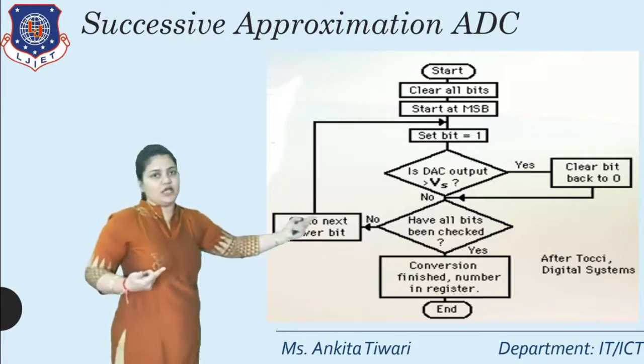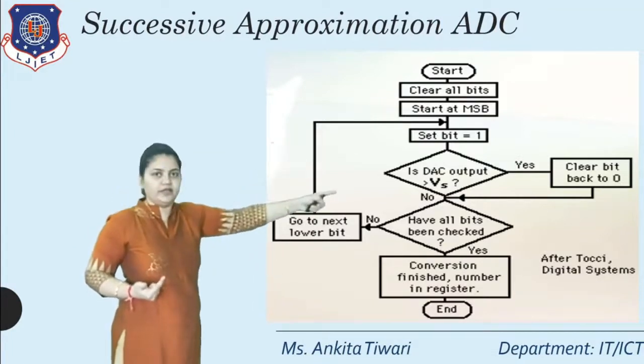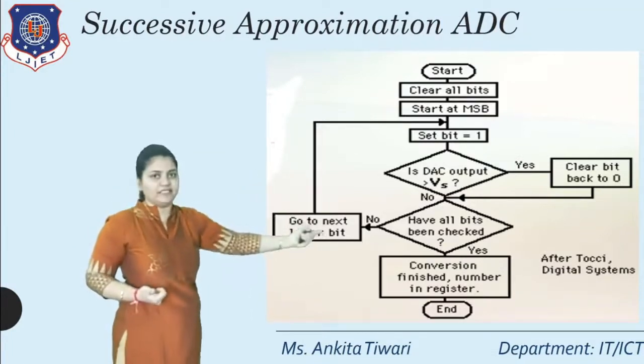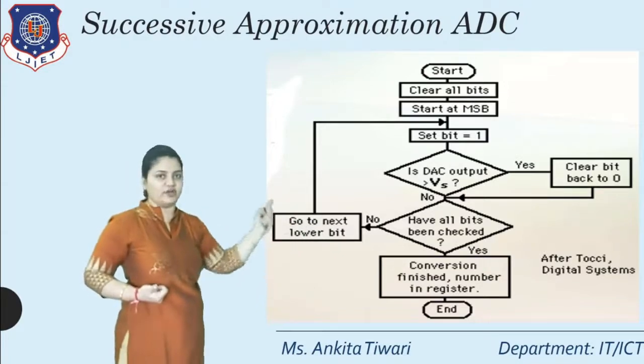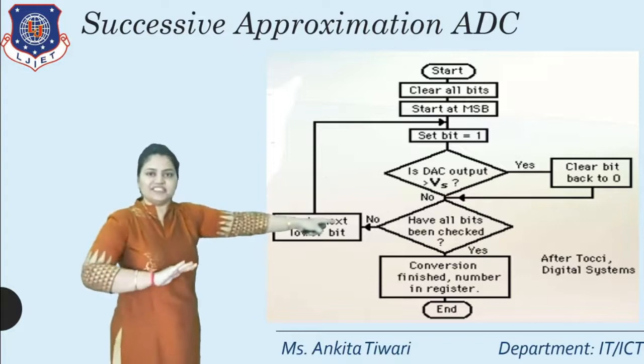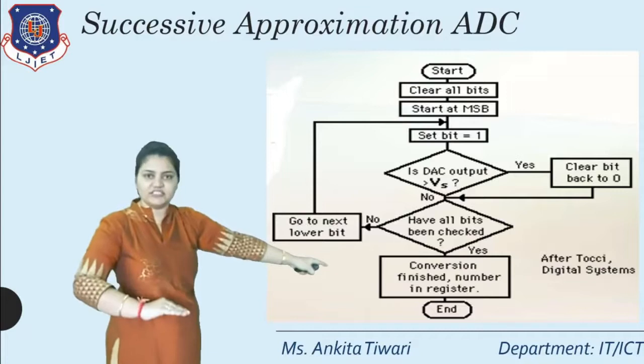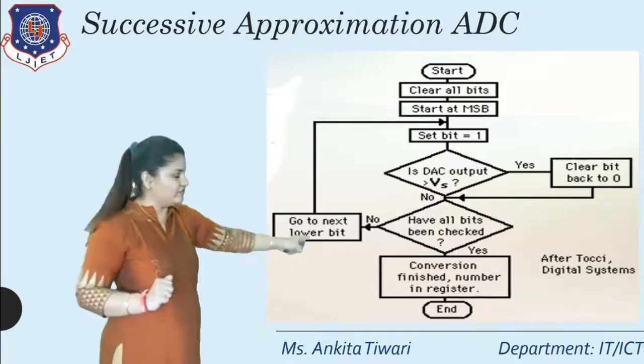Okay. When the bit is checked, we will go to the next lower bit. Then we will continue it. Bits being checked, then we will go to the next one. This will continue till all the bits are checked. That means it is done. We'll go in the yes part. Conversion finished. Number in the register. We will have the answer and we will end.